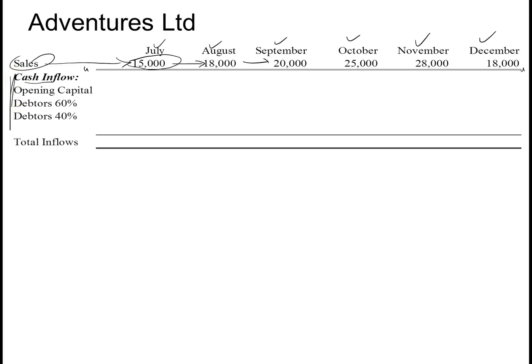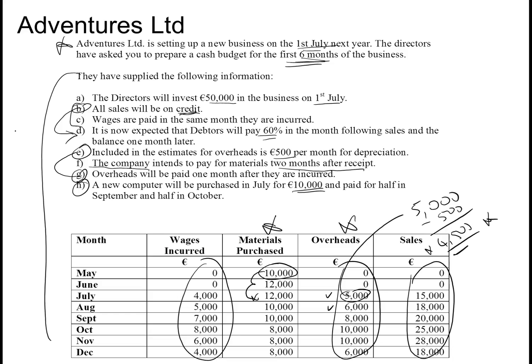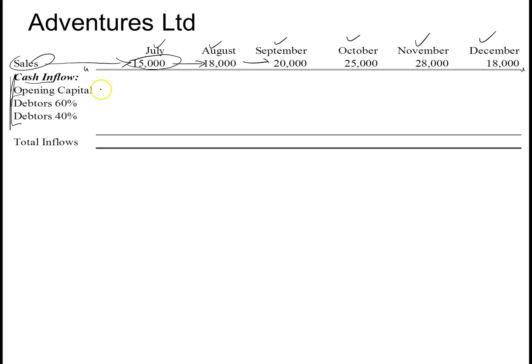This bit here is where I'm going to identify the cash inflows. I'm going to have the opening capital, and then I'm going to work out the cash from sales. There are no other cash inflows in this question. There's the capital and there's the cash coming from sales. So what we'll do is we'll just run through the first couple of transactions here and see how we're getting on with them. If we go and have a look at the question, it says here, note number A, the directors will invest $50,000 in the business on the 1st of July. Okay, so what I'm going to do is pop that in here. Opening capital in July, 50,000.